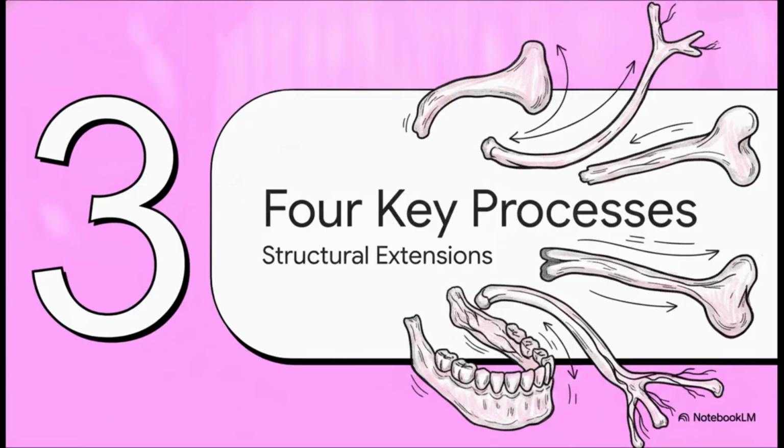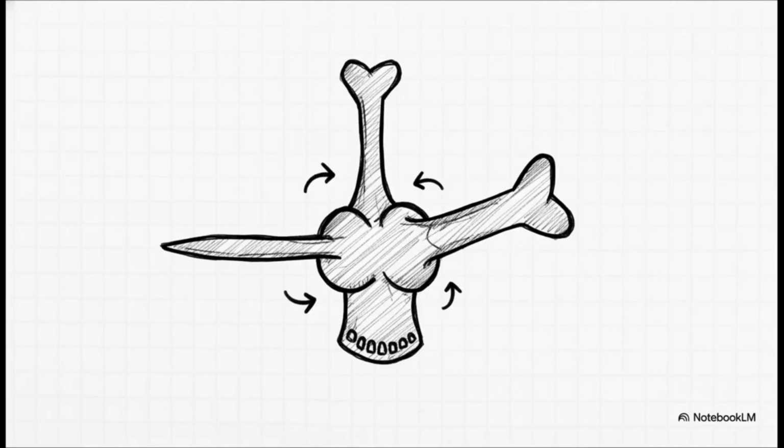Section 3. The 4 key processes. Moving out from that central body, the maxilla reaches out to the rest of the skull through 4 distinct branches or processes. Think of them as the connecting corridors of our building.